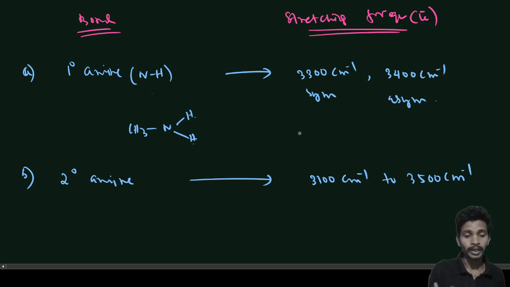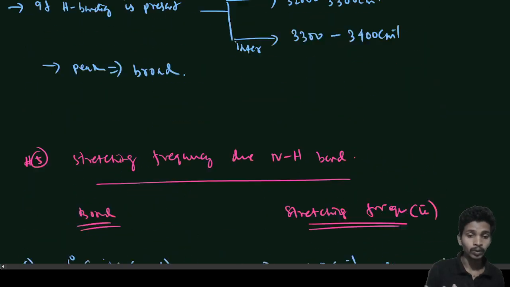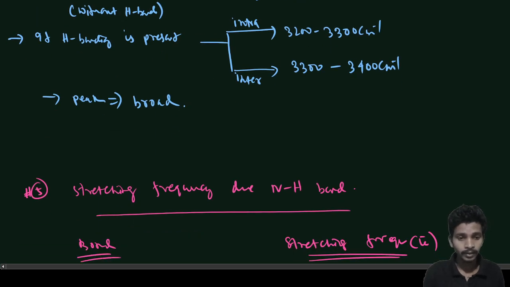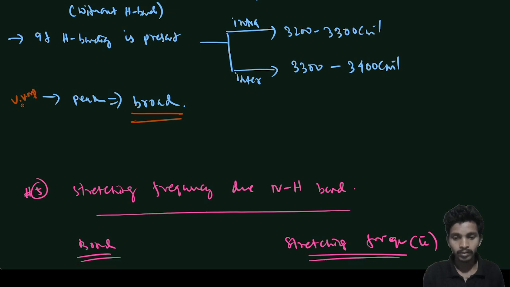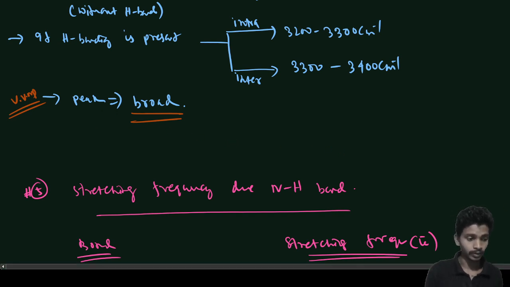So we see that the OH and NH stretching frequency values are nearly the same. How do we identify which is NH and which is OH stretching? For an OH stretching frequency, the peak is generally broad. So if a broad peak is there, we understand that it is the stretching frequency due to OH bonds.